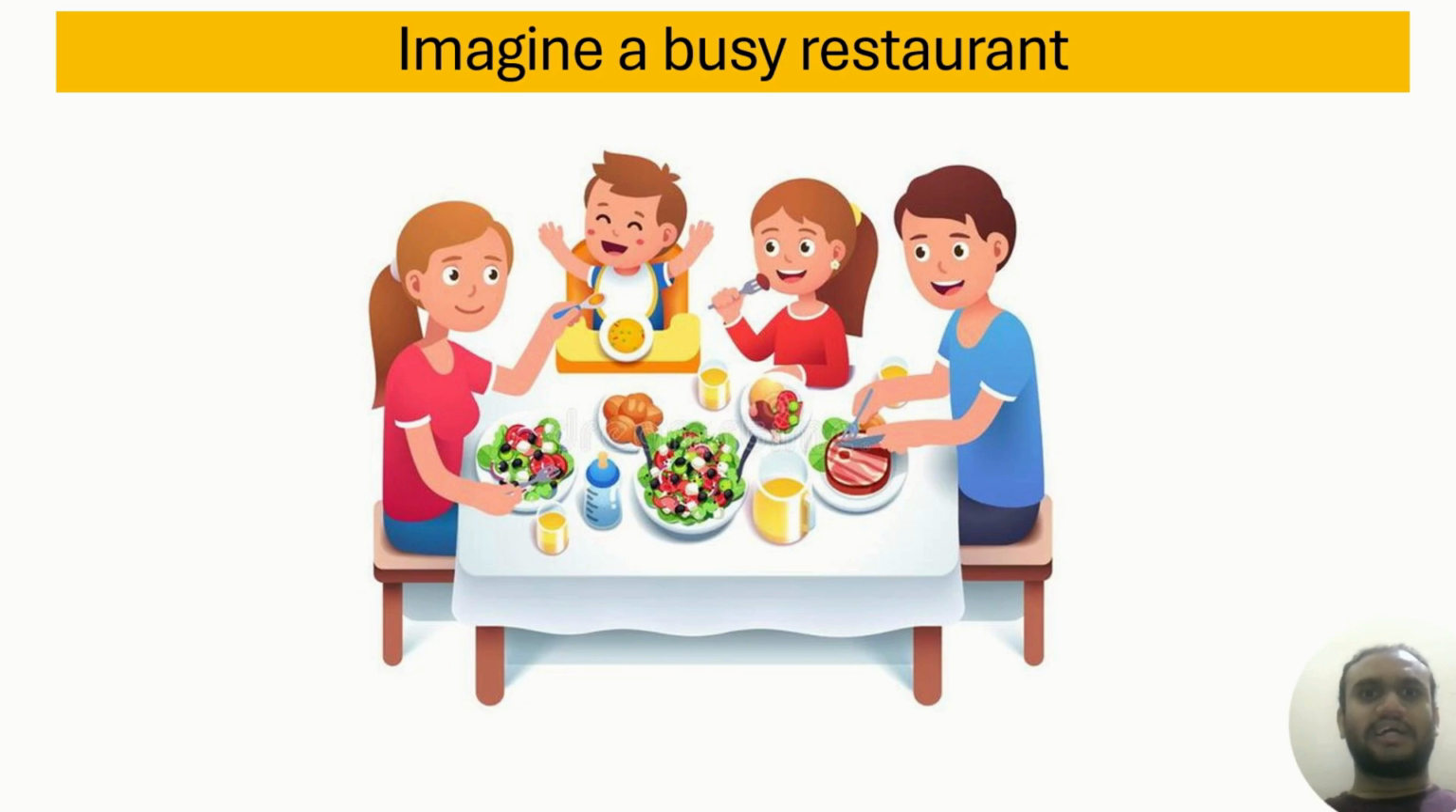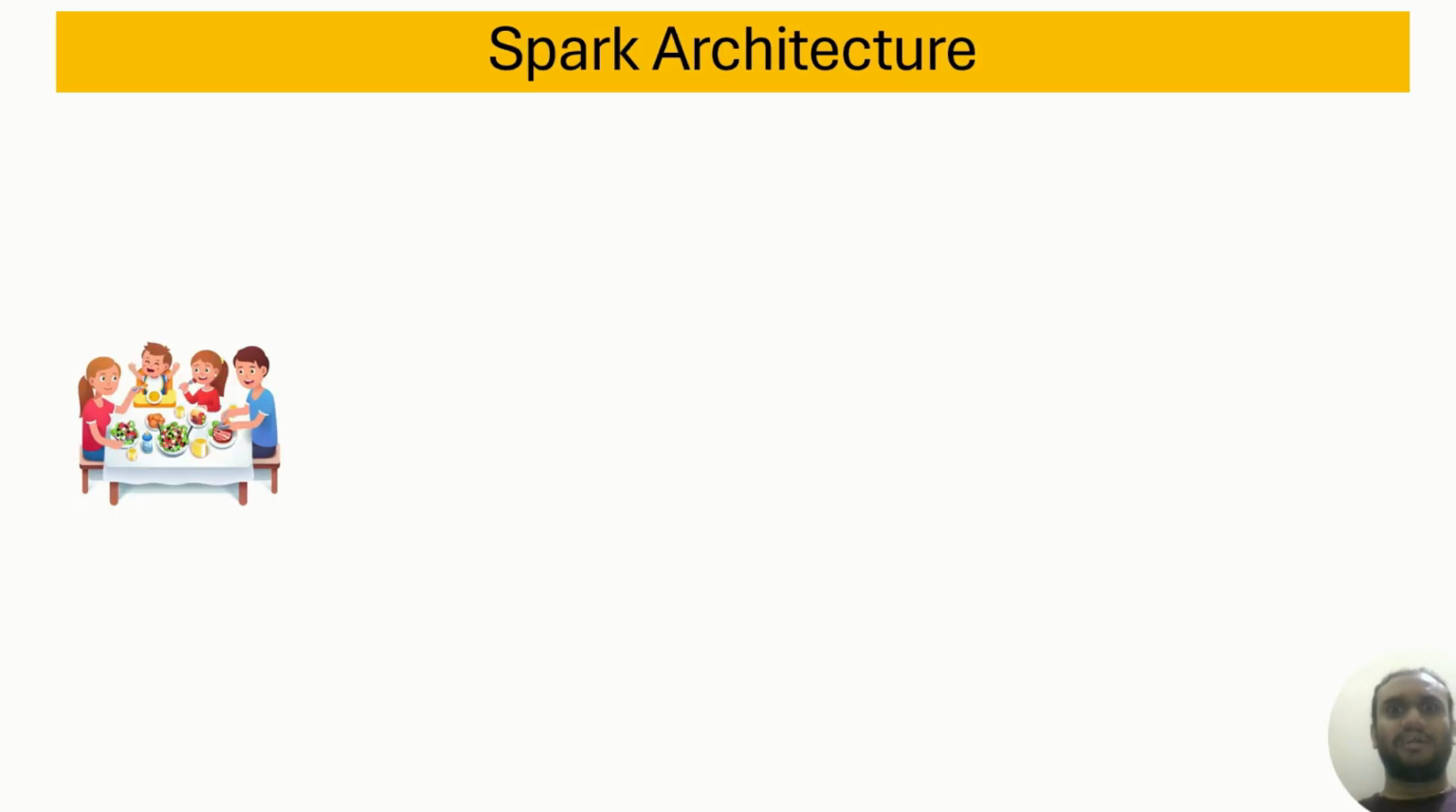Let's understand Spark architecture with the help of a real-time example. This is the image of a family dinner at a busy restaurant. Just imagine and think on that, and we will understand in more detail. Now let's imagine one family has gone for dinner. They have ordered multiple things. So how will it be completed?